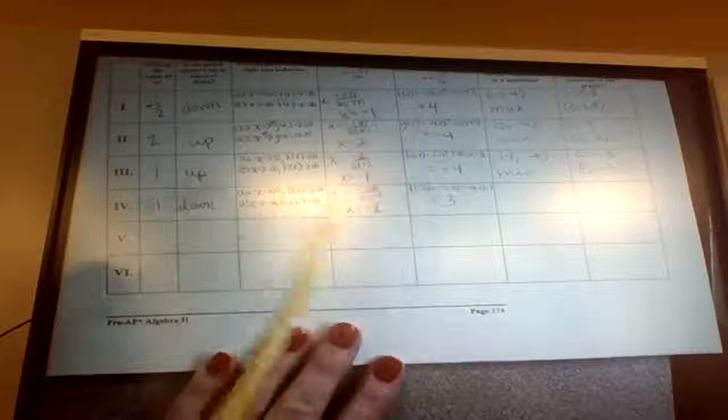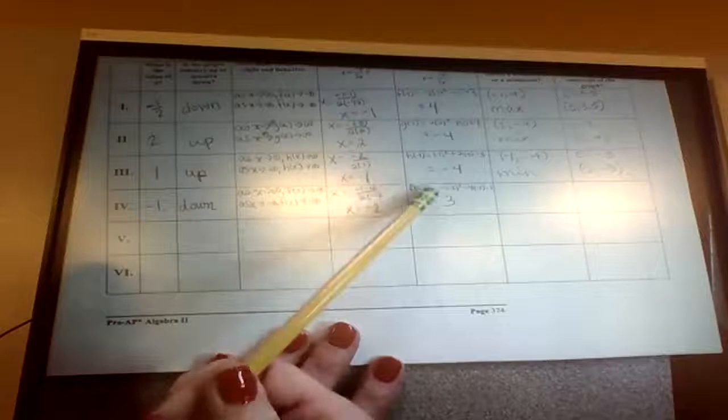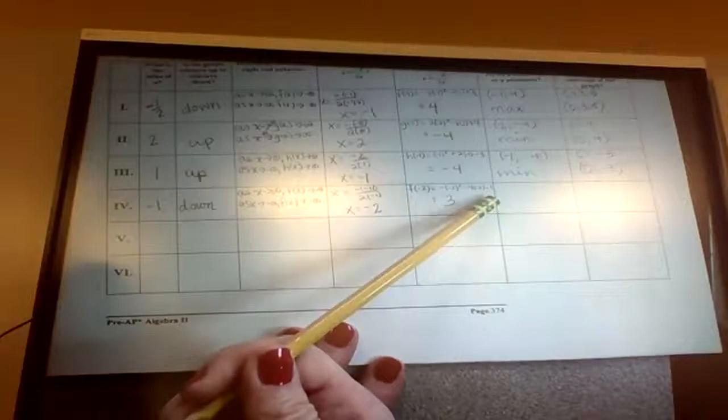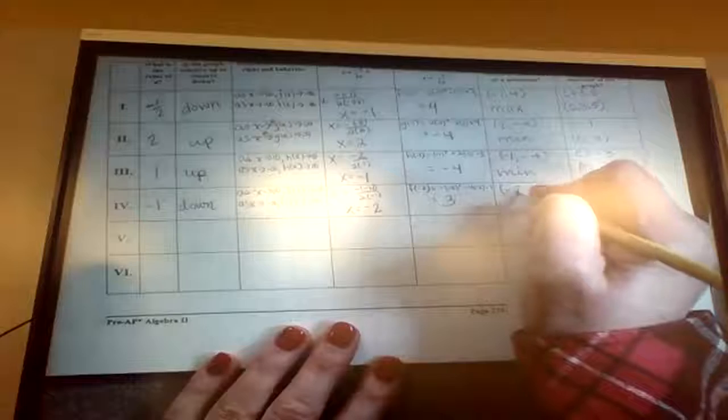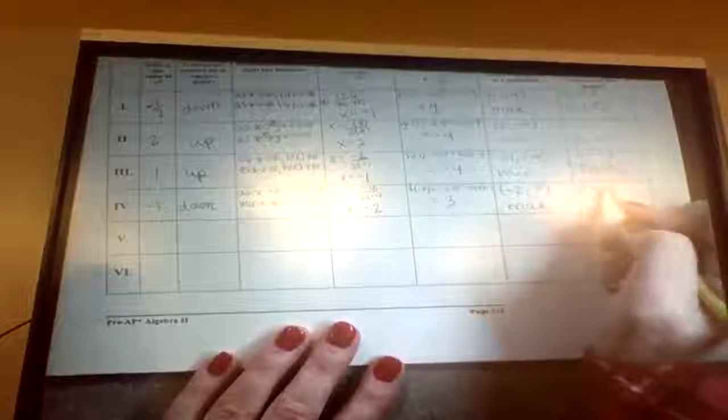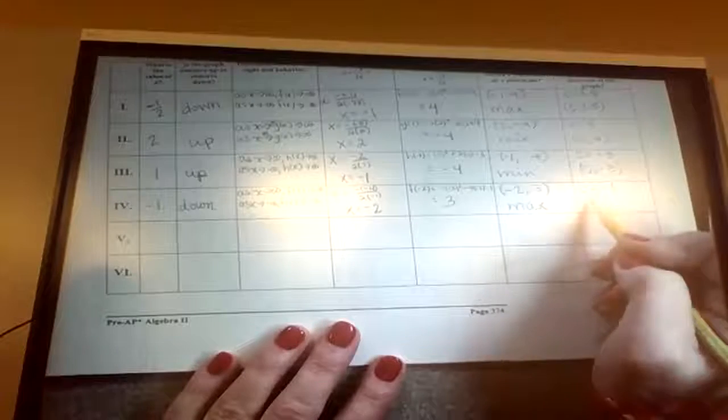You're going to have negative 4 plus 8 minus 1, which is 3. What's the vertex? Negative 2, 3. Max or min? Max. What does C equal? Negative 1. What's your y-intercept? 0.